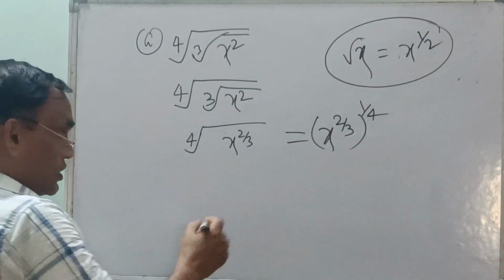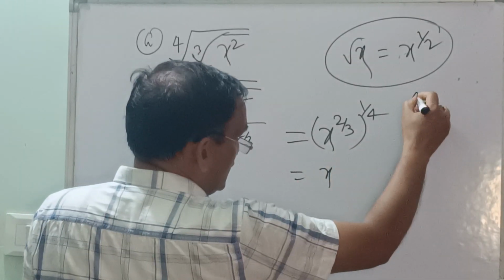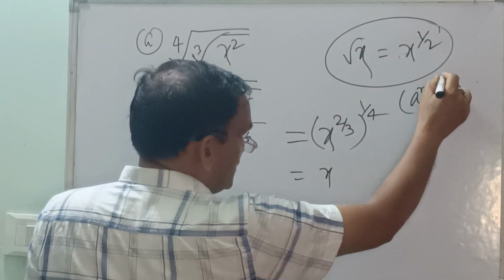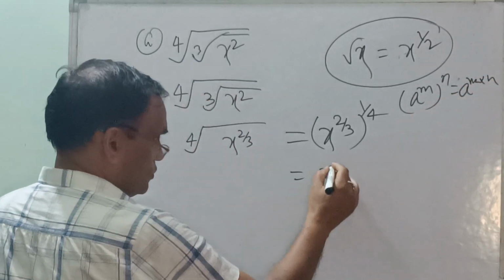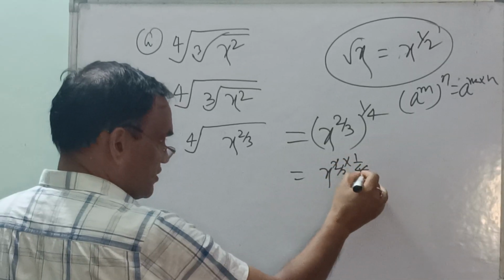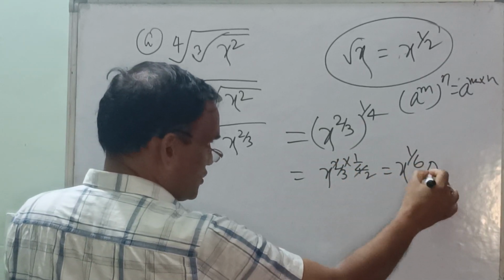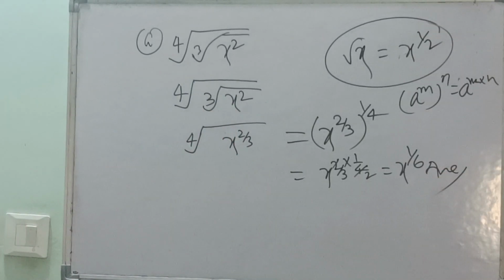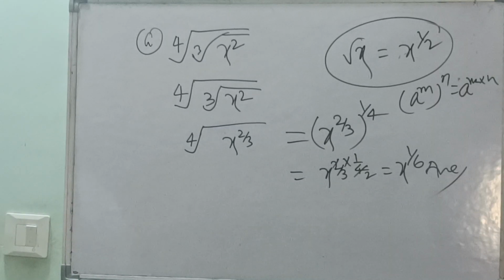Okay. Now, how are you going to solve this? You know, a to the power m and power is n, so the powers are multiplied. So 2 upon 3 into 1 upon 4. 2 2s are 4, so you get x to the power 1 upon 6, which is your right answer. We have solved it and got the answer.